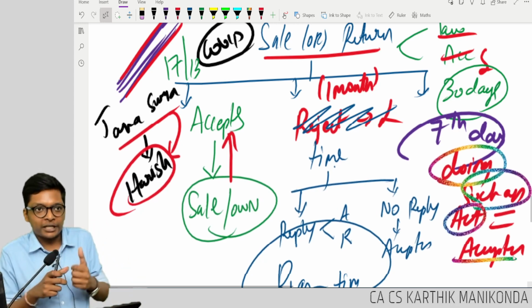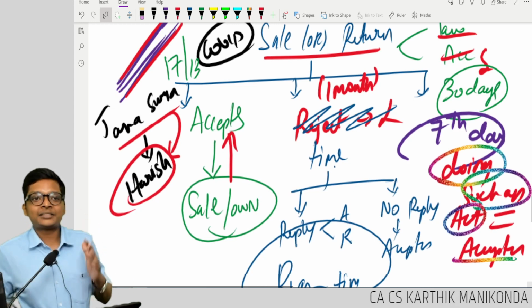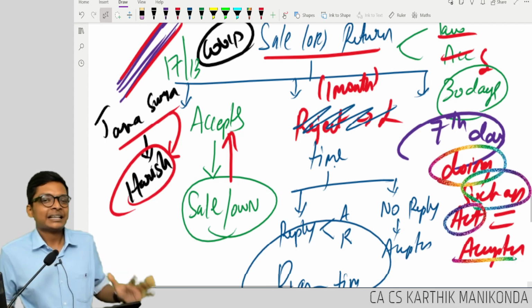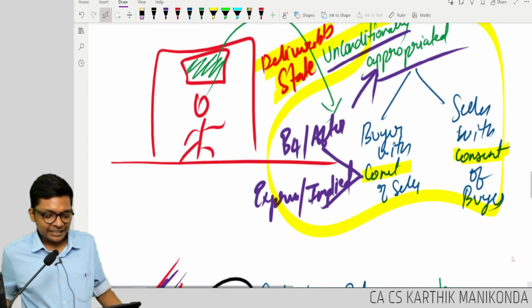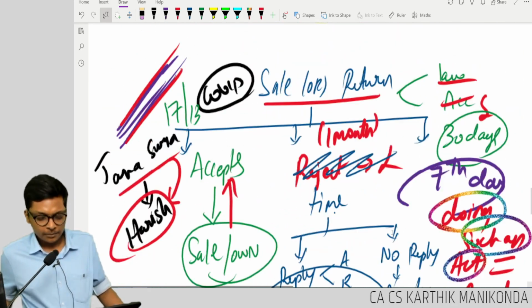Every day he is putting a story. Today's new outfit of the day, he's putting stories. Then the act is equivalent to acceptance. Are you following guys? Clear? Understanding? This is the case where ownership is transferred in sale or return basis.